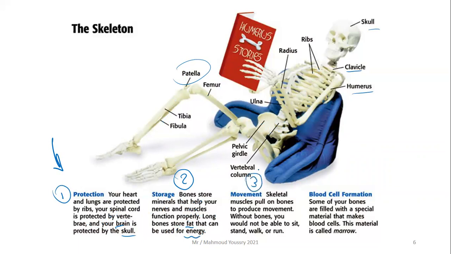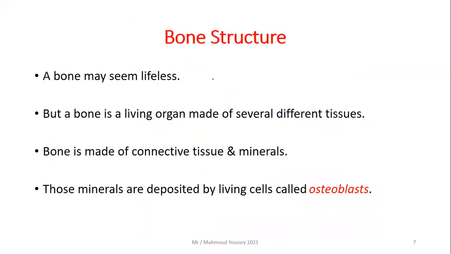The third function is movement. Skeletal muscles, which are the muscles attached to the skeleton, pull on bones to produce movement. Without bones, you would not be able to sit, stand, walk, or even run. Number four, the last function of the skeletal system, blood cell formation. Some of your bones are filled with a special material that makes blood cells. This material is called marrow. This is the marrow.